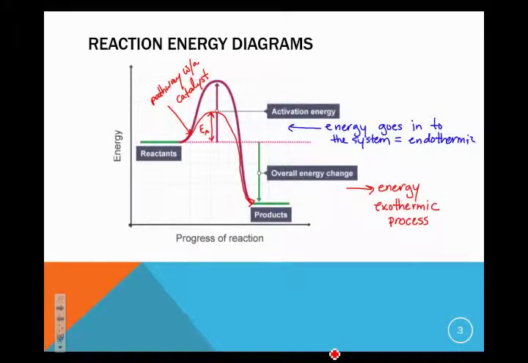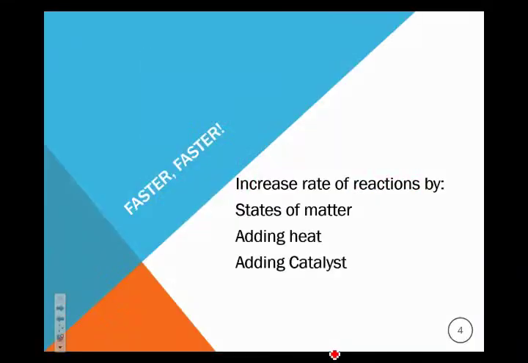So if you want a reaction to go faster and you have a catalyst available, lowering the activation energy will make things speed up. The last thing you can do is increase the concentrations of your reactants, because the more stuff you have, the more likely it is that they're going to run into each other and collide and actually produce products.